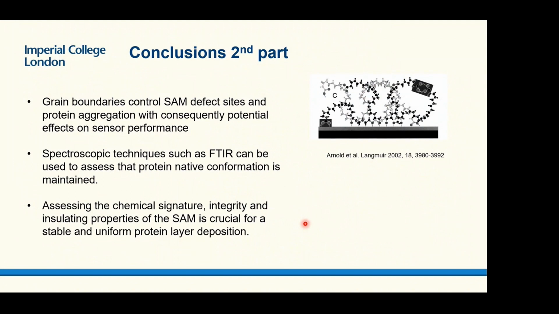So in conclusion, on the second part, the grain boundaries control the SAM defect formation and also control where the protein binds and the potential aggregation sites. So you have to be careful about the morphology of your surface. You can use different spectroscopic techniques in combination with AFM to look at the formation of the self-assembled layer, as well as the formation of the protein layer.